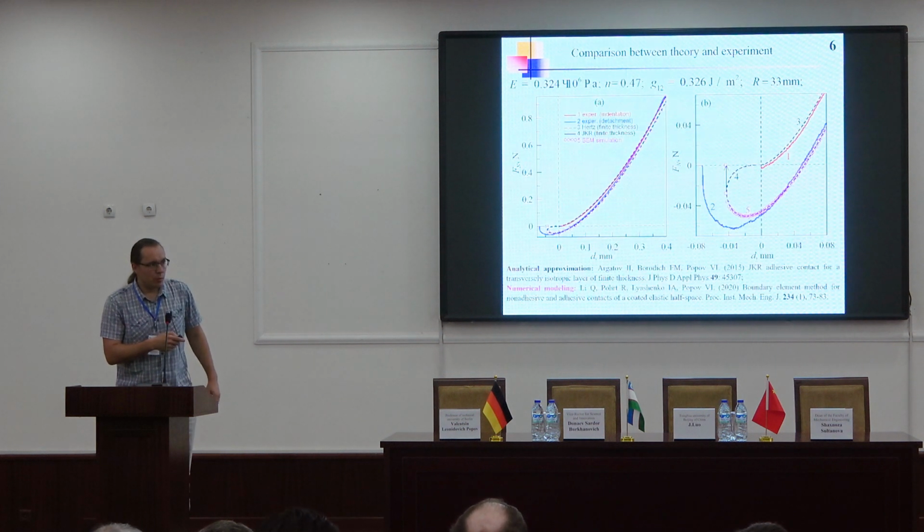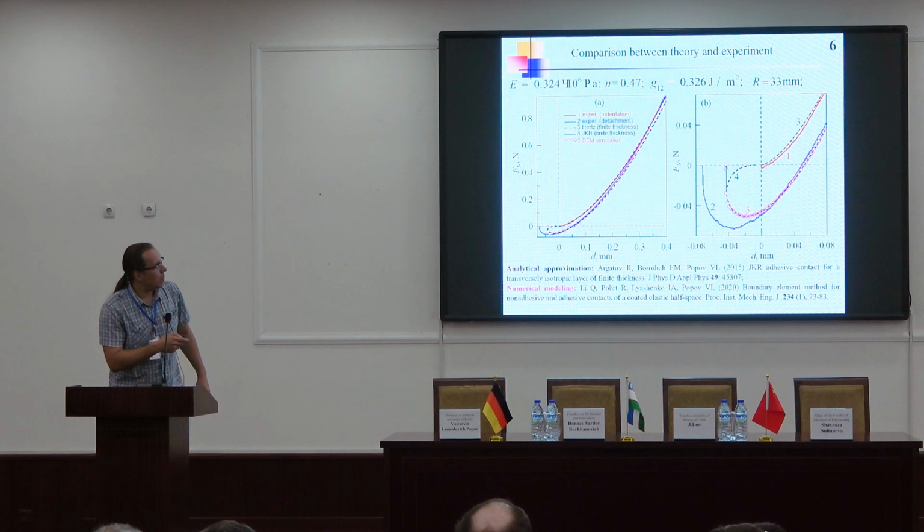On the slide, you can see the comparison between experiments and theory. On the right, it's the same dependence, but for a large area. Curves 1 and 2 are the experiment. Curves 3 and 4 are JKR theory with account of the thickness of the layer. And points 5 are simulation with the boundary elements method.